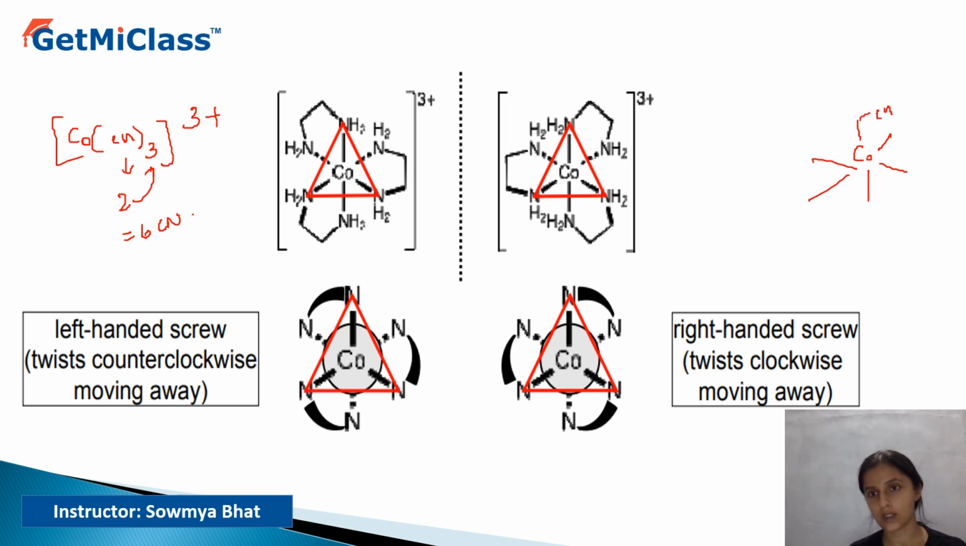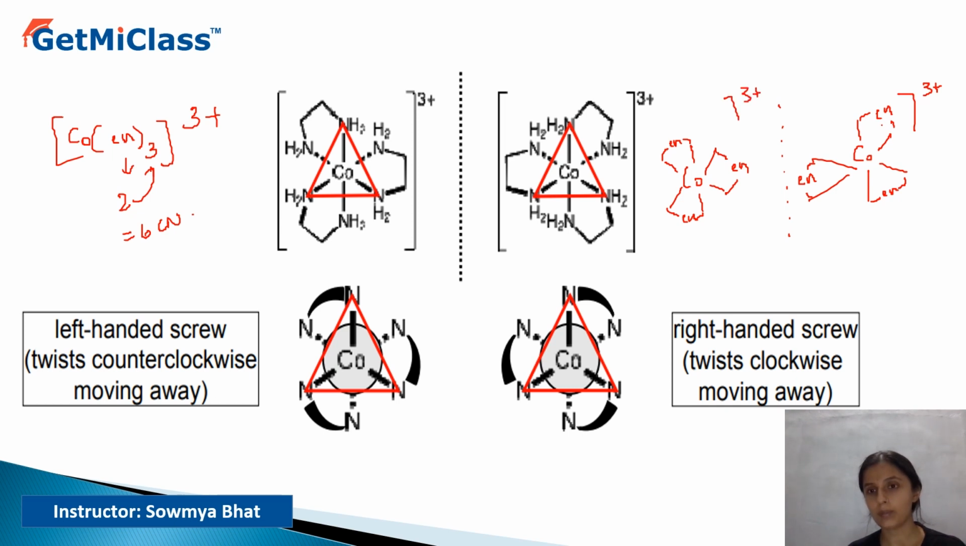And this is en. It's a bidentate ligand, so we are forming two bonds with en. This is the first complex with the 3+ charge. Now, if you keep a mirror here, then what you will observe is this en repeats here, and this en comes over here, and this en comes over here. Again, this is the 3+ charged one.